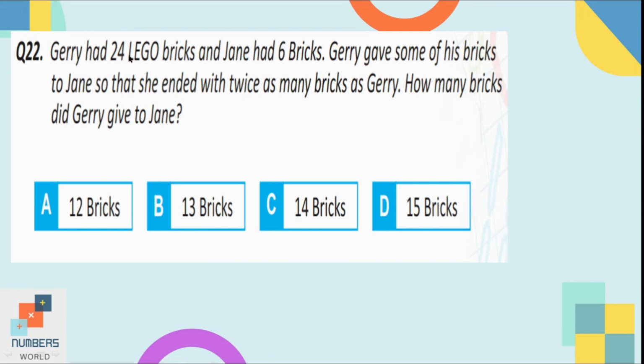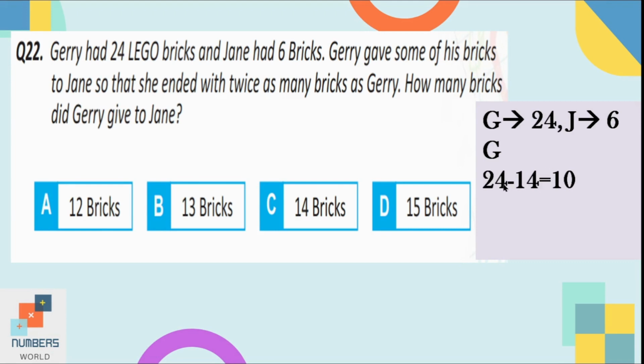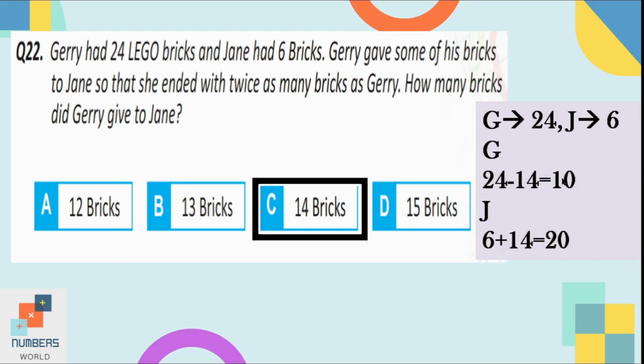Question number 22. Gary had 24 Lego bricks and Jane had 6 bricks. Gary gave some of his bricks to Jane so that she ended with twice as many bricks as Gary. How many bricks did Gary give to Jane? So Gary had 24 Legos and Jane had 6. We can try different numbers here. If Gary gives 14 Legos to Jane, the remaining number of Legos Gary will have is 10. And after getting 14 Legos, Jane will have 20 Legos in total. So 20 is twice of 10. So option B is the correct option. Gary will give 14 bricks to Jane. Then the number of Legos Jane has will be twice the number of Legos Gary has.